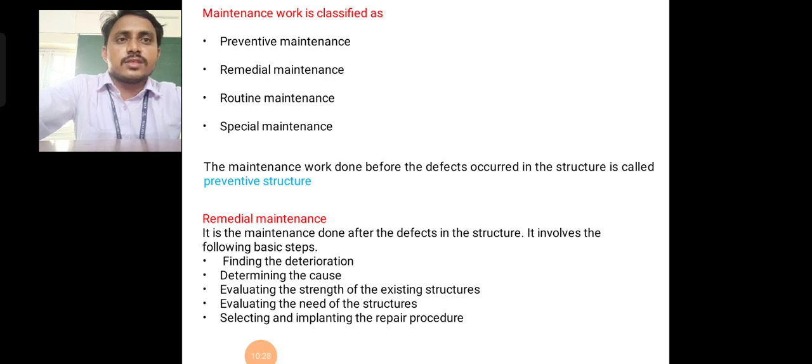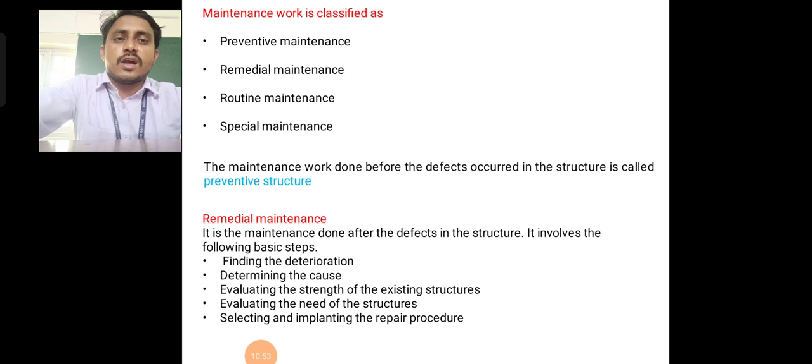After checking the strength, evaluate the need of the structures. See the building, the structure: for what purpose was the building constructed? Based on the purpose of the structures, the strength should be within the recommendations or not, within the ranges or not. You need to check the need of the structures. For that purpose, strength values are required.